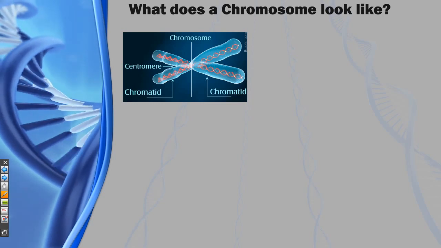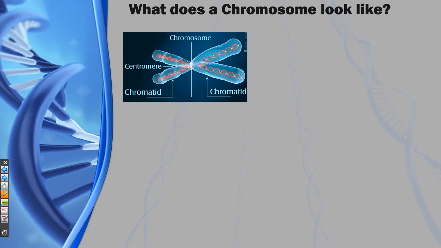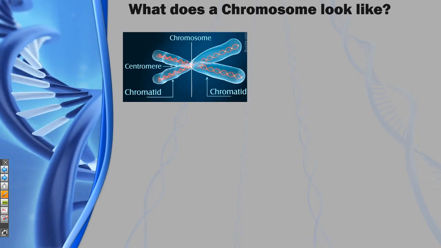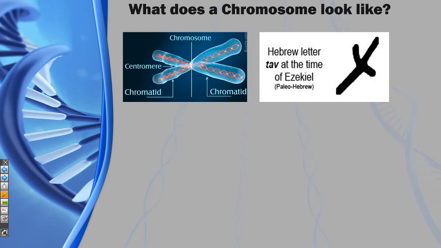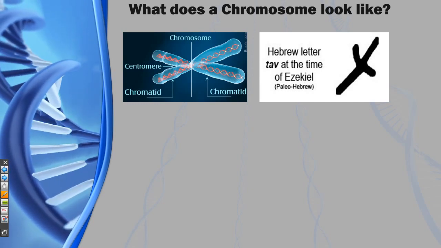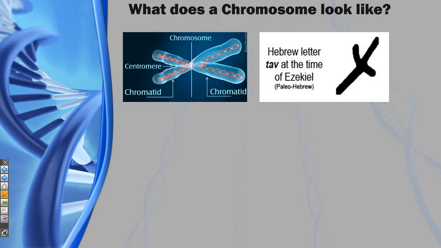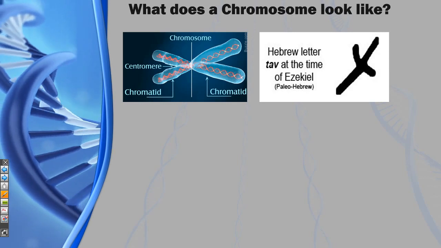Chromosome. We'll talk about chromosome next week. But the question is, what does this chromosome look like? It looks like a tav, an ancient Hebrew tav, right? Okay, Hebrew letter tav. At the time of Ezekiel, that's how it looks. There's some other ones that look like an X, if you will, but that's a tav. Is everyone good? Okay, great.